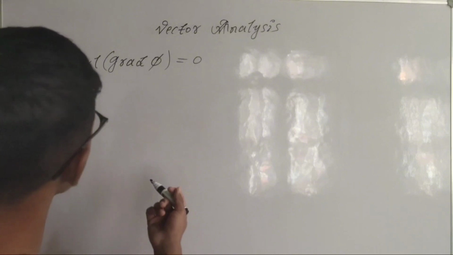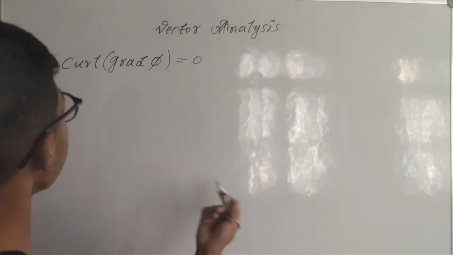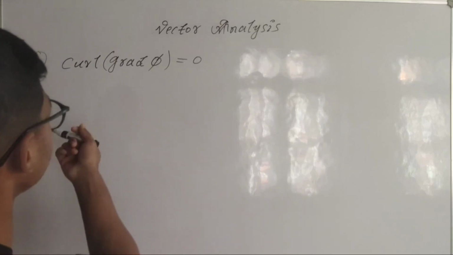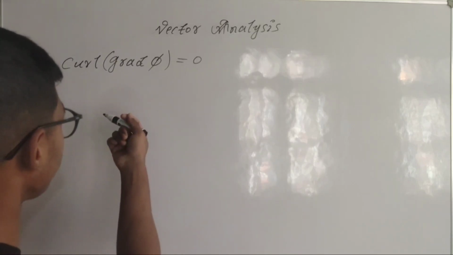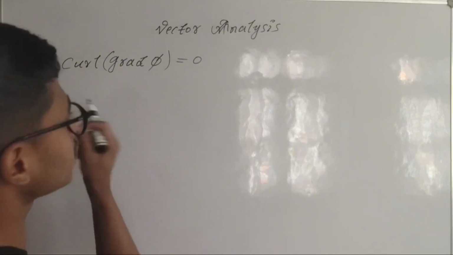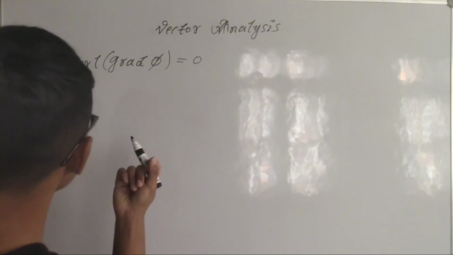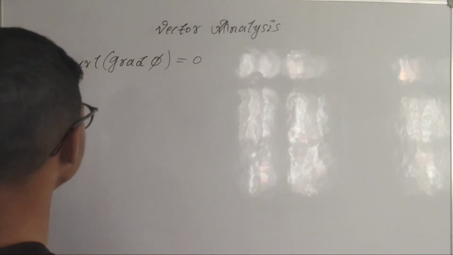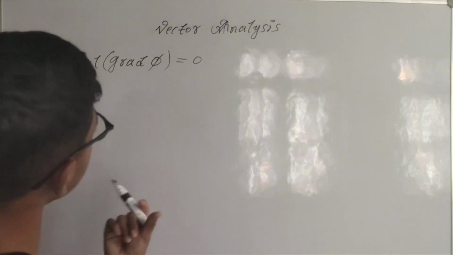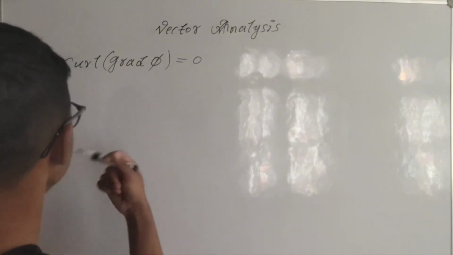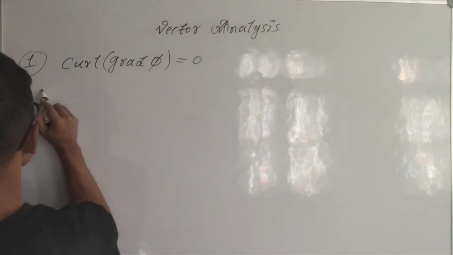Before starting the problem, we should have an idea about what is curl and what is gradient. The curl is just the cross product that we studied in our +2 level, and gradient is just the way of converting the scalar function into the vector function. So let's prove.